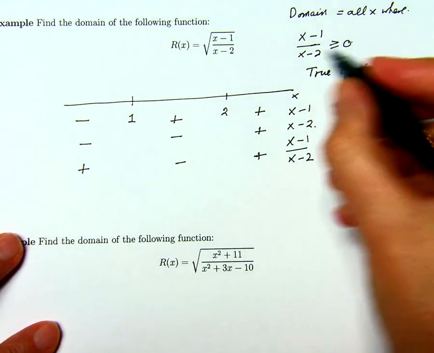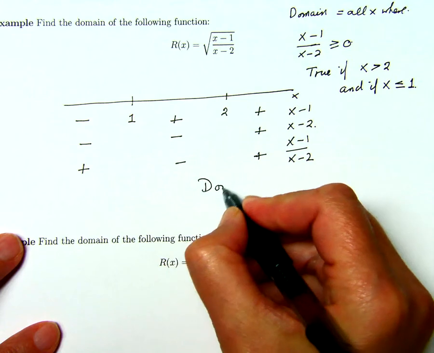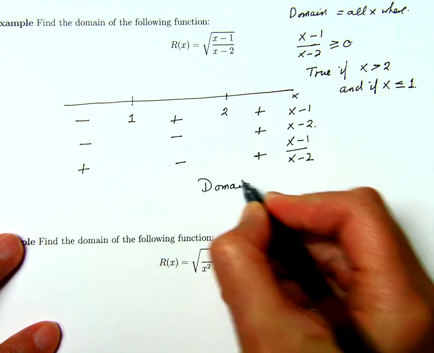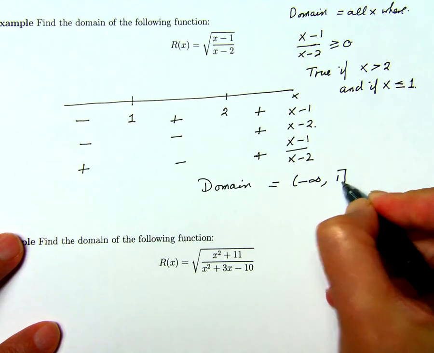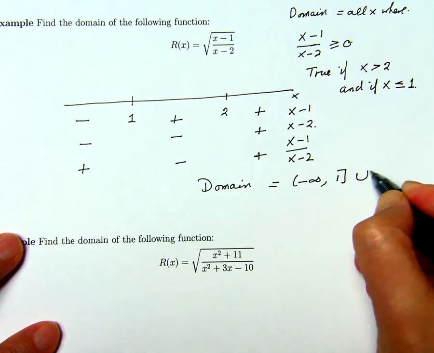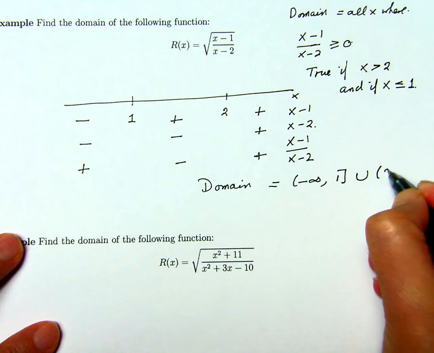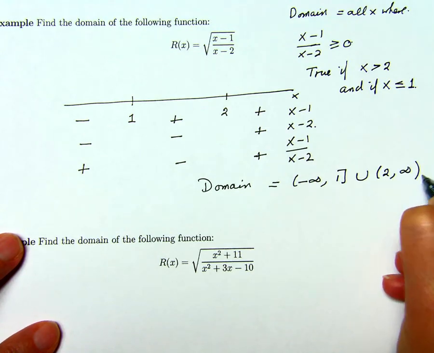So the domain is the union of those two intervals. The domain is everything from minus infinity to 1, including 1. Union, meaning along with, everything bigger than 2, everything from 2 to infinity.